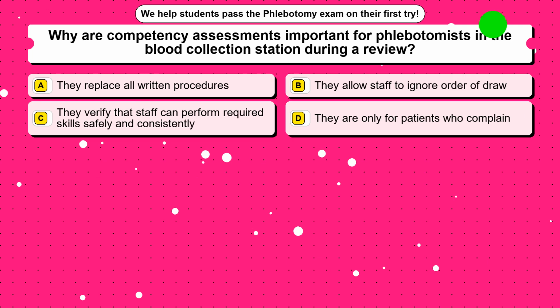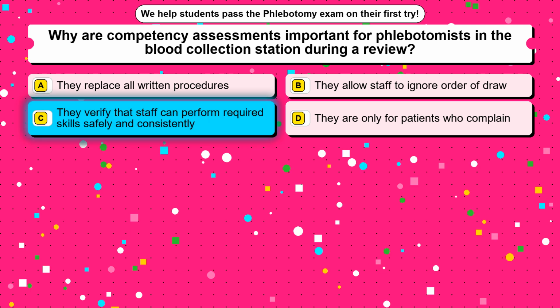Question 99. Why are competency assessments important for phlebotomists in the blood collection station during a review? Option A. They replace all written procedures. Option B. They allow staff to ignore order of draw. Option C. They verify that staff can perform required skills safely and consistently. Option D. They are only for patients who complain. The correct answer is option C.